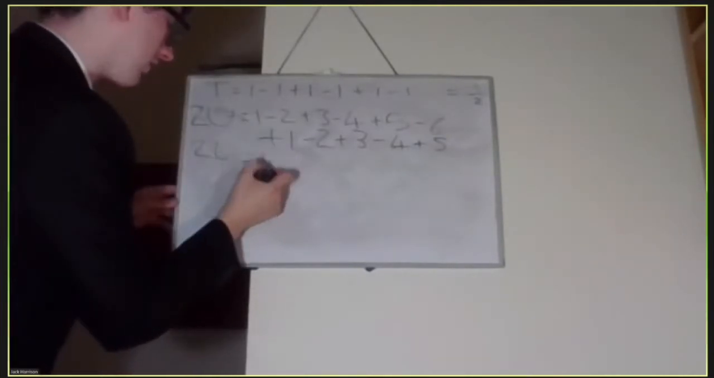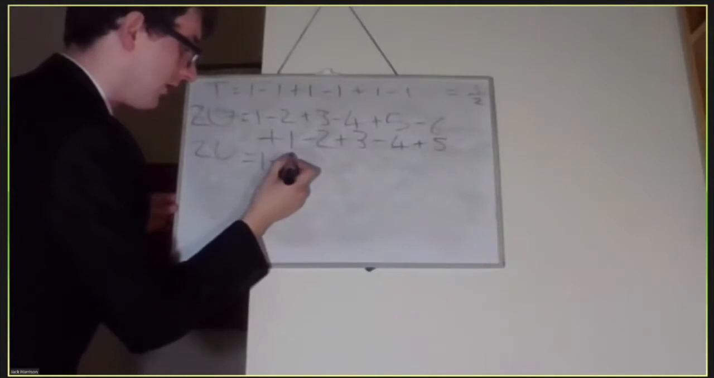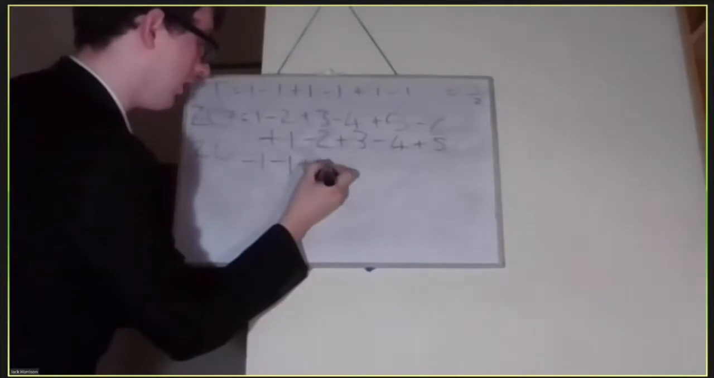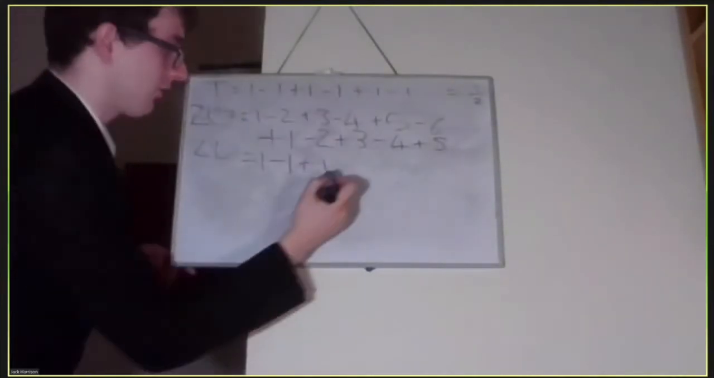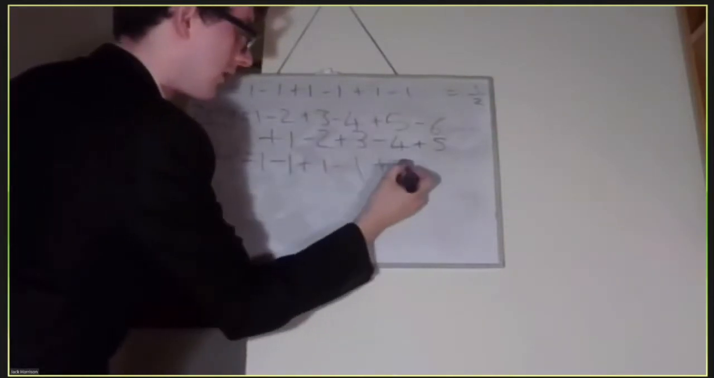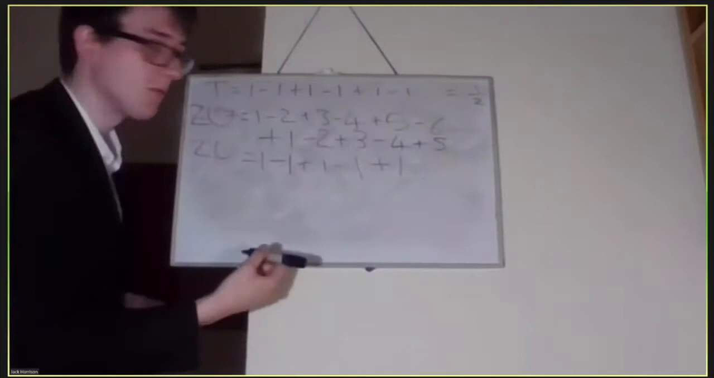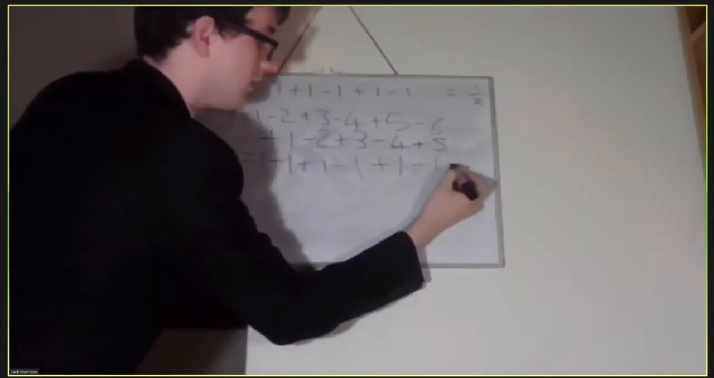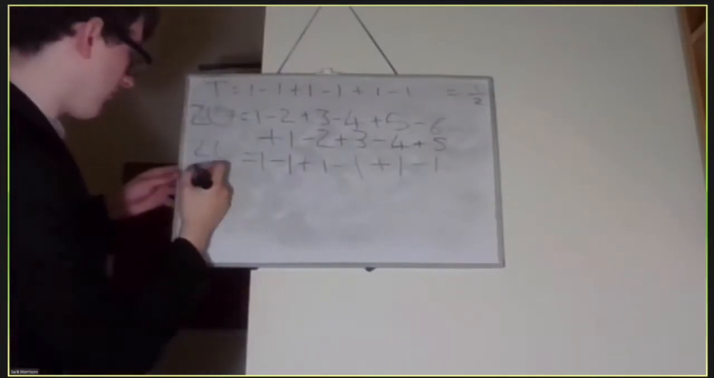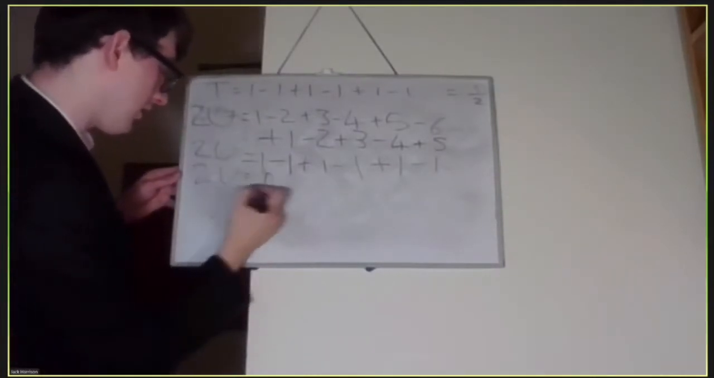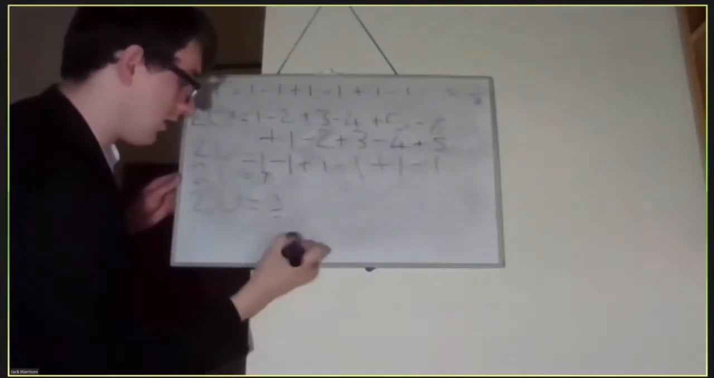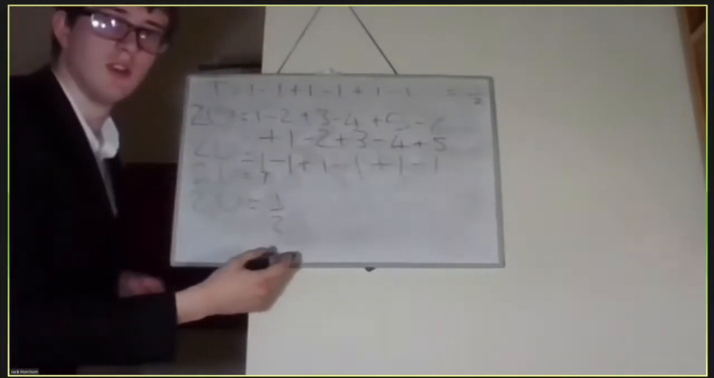the 1 stays the same. Minus 2 plus 1 is minus 1. 3 minus 2 is 1. Minus 4 plus 3 is minus 1. 5 minus 4 is plus 1. Minus 6 plus 5 is minus 1. So 2U is T. But we know what T is. T is a half. But if 2U is a half, then U is a quarter.